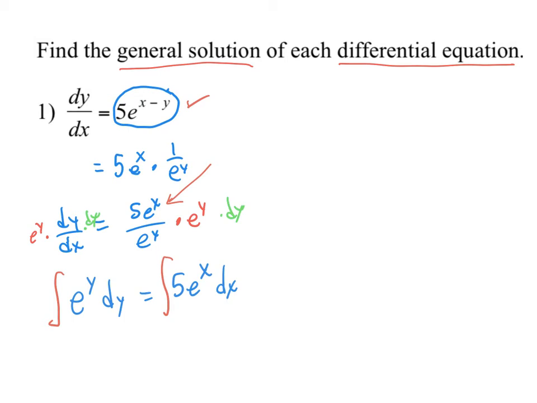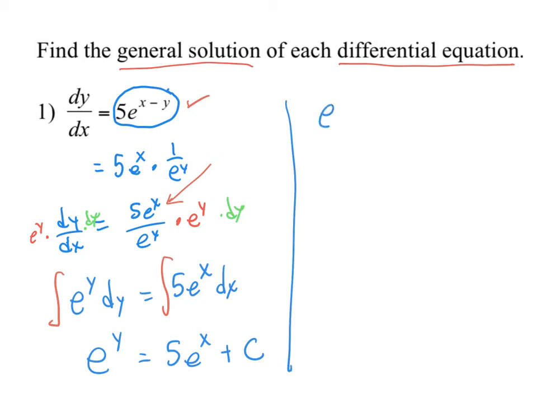So the antiderivative of e to the y is just e to the y. And the antiderivative of 5e to the x is just 5e to the x. And then don't forget, we said we're going to take both of the plus c's and combine them over here as 1 plus c. Okay. What I'm going to do is separate the screen here and just rewrite that so I can finish this off. So this is the same thing.